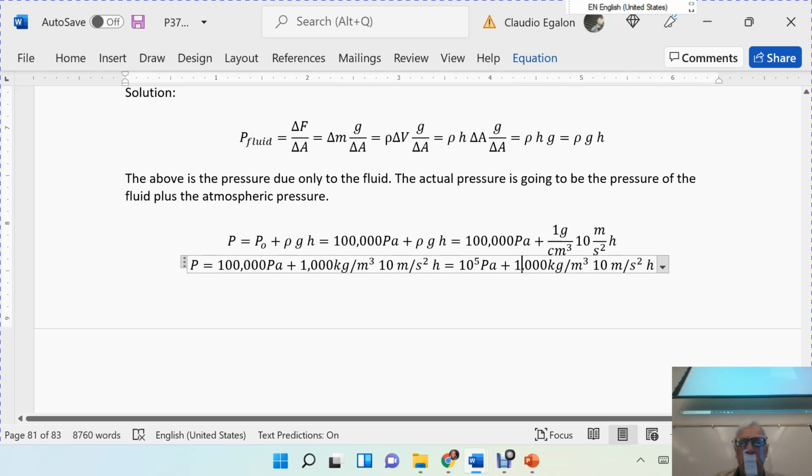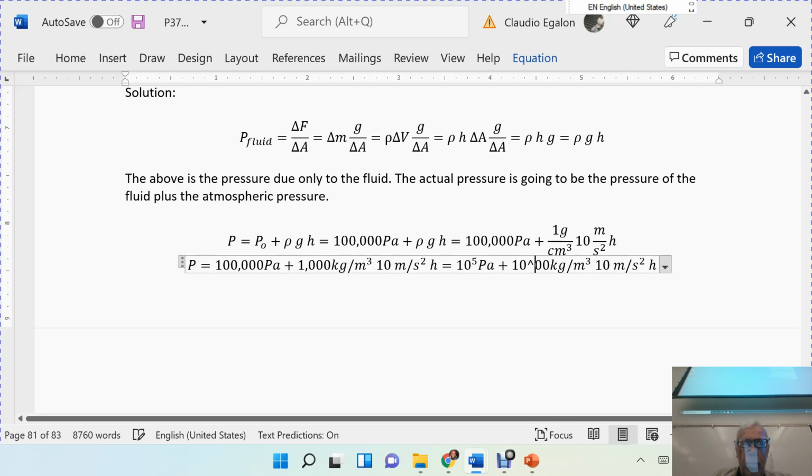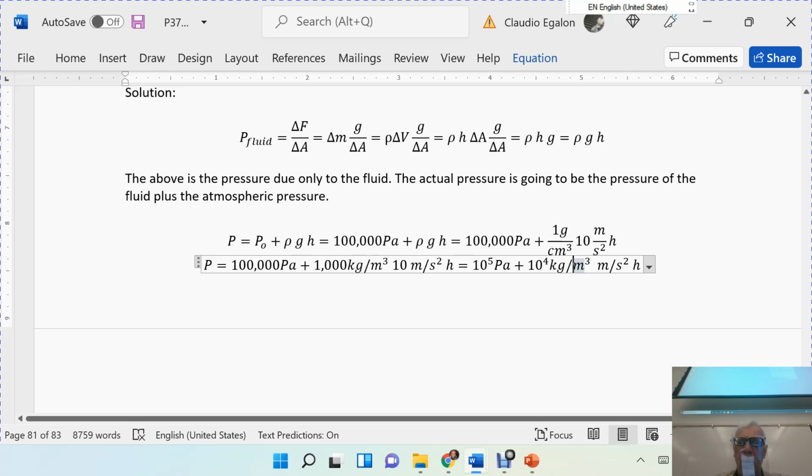The second number is going to be what? 10 to the fourth kilogram per cubic meter, second square. If you do the math, meter cancels out to meter cube downstairs, it becomes meter square per second.